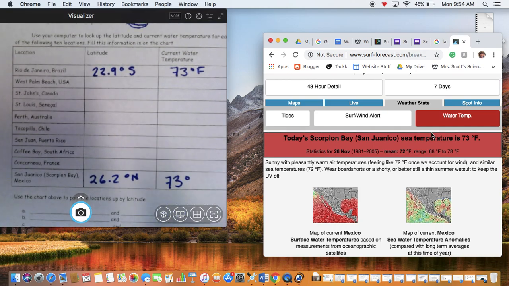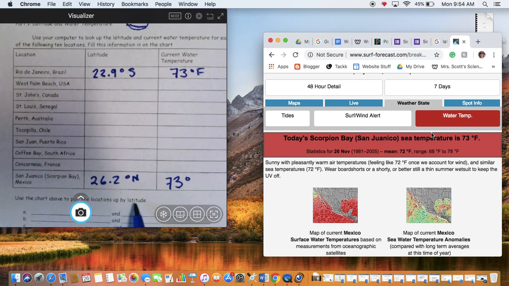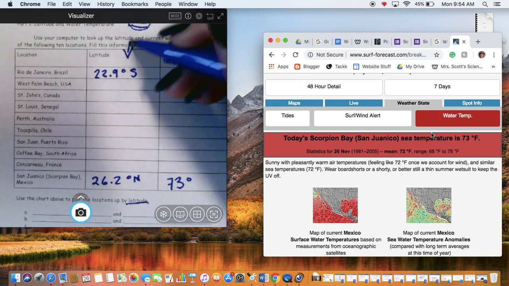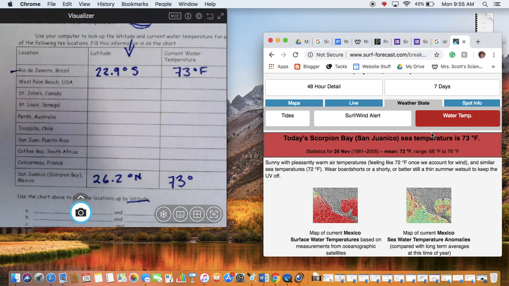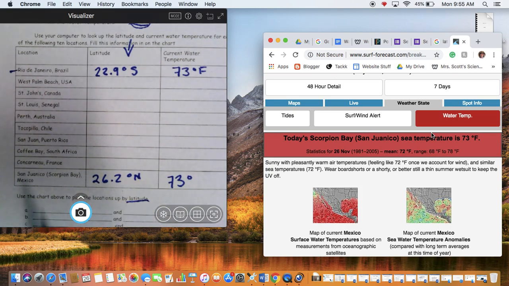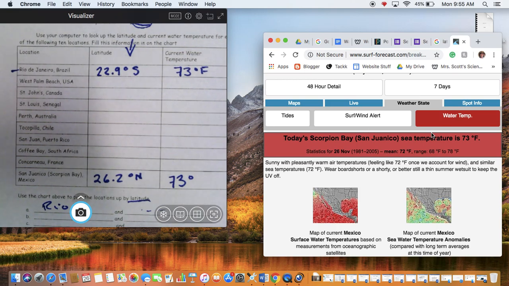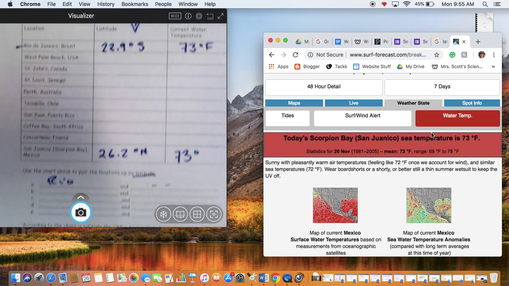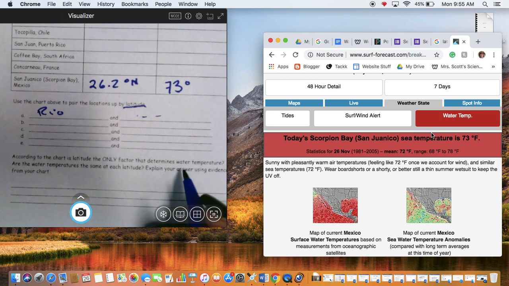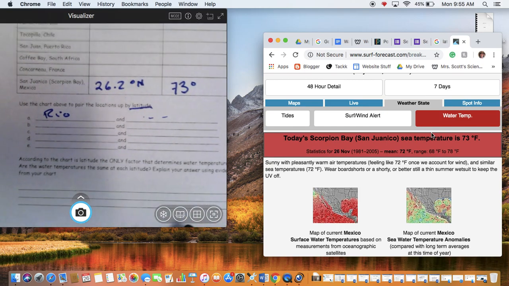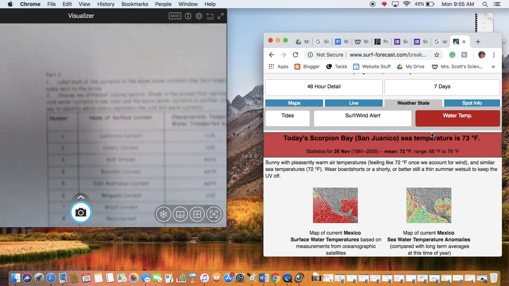Whatever. All right, so once you have all this filled in, you will pair the above locations by latitude. So you'll look in this column, and you will see each one. So Rio de Janeiro will be on a similar latitude to one of these other ones. So you would put Rio and whatever it pairs with. San Juanico and whatever it pairs with. Perth, Australia, and whatever it pairs with. All right. Is latitude the only factor? Basically, is the water temperature the same at each latitude? All right. Once you've done that, you'll go to part 2.